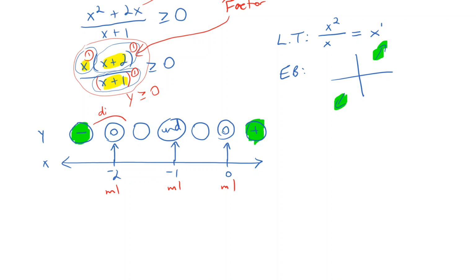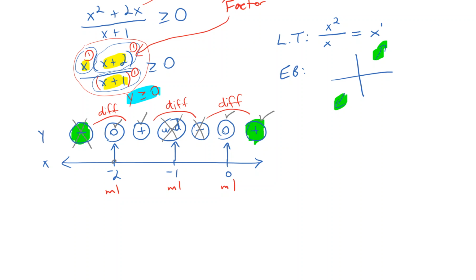And then all my multiplicities are 1. That means all of these signs are going to be different, because 1 is an odd number. So negative, this has to be positive, this has to be negative, this has to be positive. Now our number line chart is complete. We want to figure out where y is greater than or equal to 0. In other words, where y equals 0 or is positive. So it can't be negative, it can be 0, it can be positive, it can't be undefined, it can't be negative, it can be 0, and it can be positive.